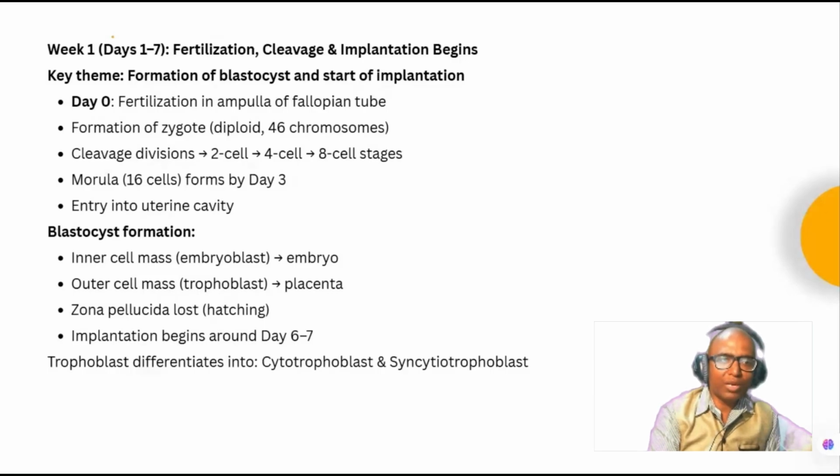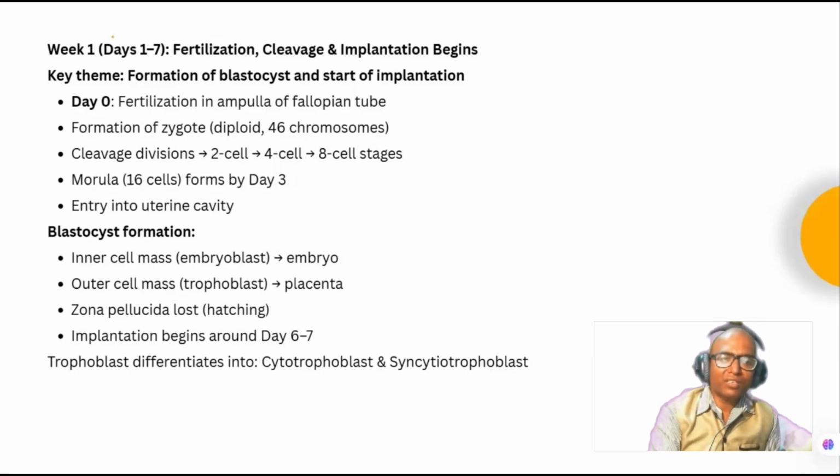Then next step, the morula gets converted into the blastocyst. This blastocyst typically has an inner cell mass, comprised of the embryoblast, that will give rise to the embryo proper, and then there is an outer cell mass. These are the cells which are surrounding. They are called the trophoblast, and that will lead to the formation of the placenta.